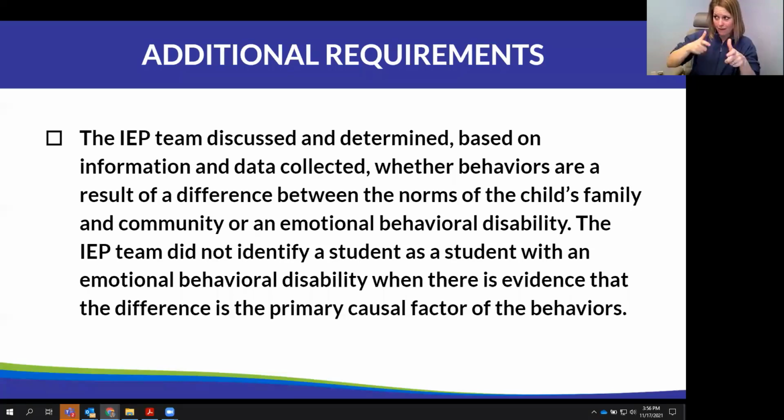This one is about considering whether the behaviors are a result of the difference between the norms in the child's family and the community, or an emotional behavioral disability. What I want you to do here is flip what you're probably thinking in your head. This requirement is more about the school and the district's culture than it is about the student or the families, and the school and the district's ability to accept cultural differences in students.